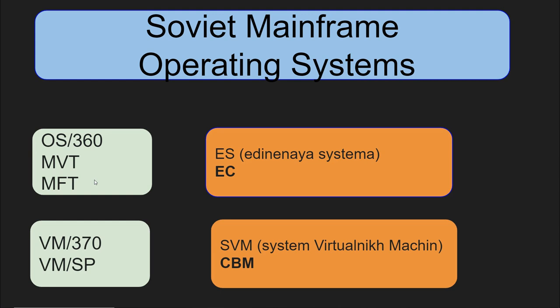And they did. And of course, they had to adapt those. They had to make sure that they would work with the limited capabilities of the mainframes that they were producing themselves. And that's how the Soviet Union was operating the mainframes with EC or ES and with SVM or CBM.